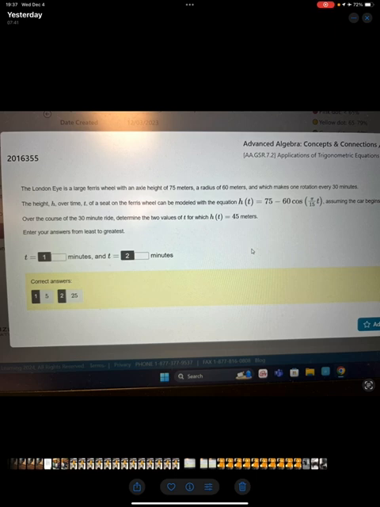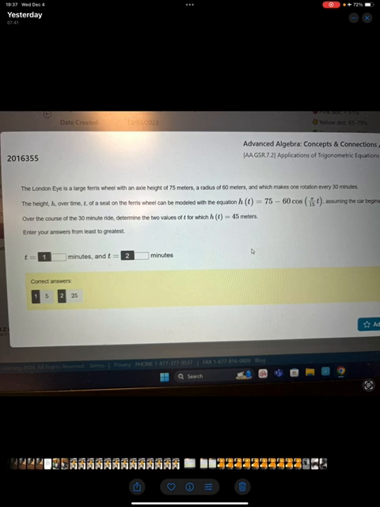I'm using some problems from Progress Learning. So you can also use this for Progress Learning, but there are also going to be some questions on the test about this.